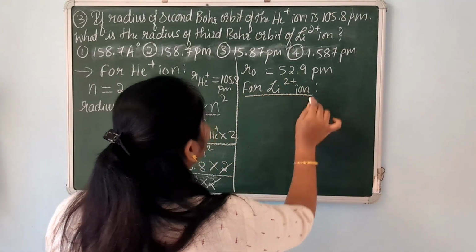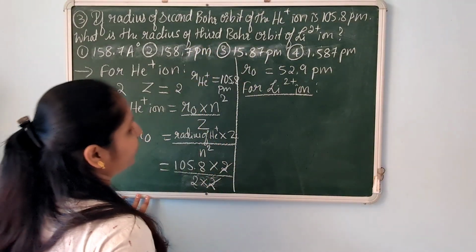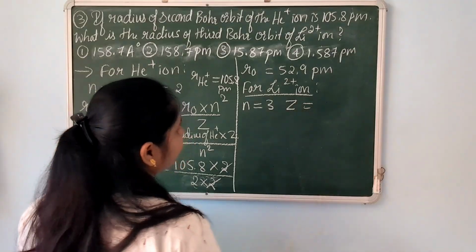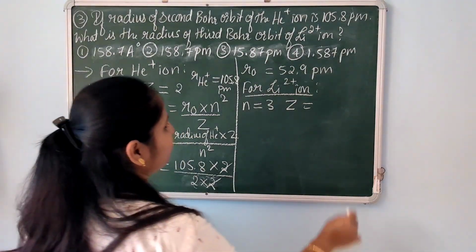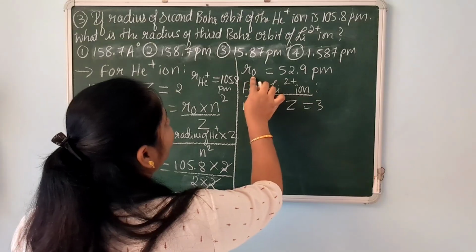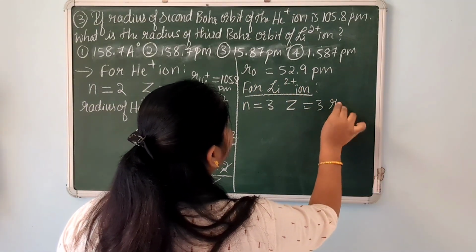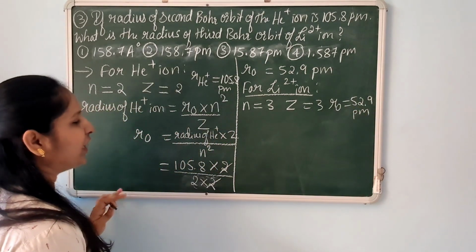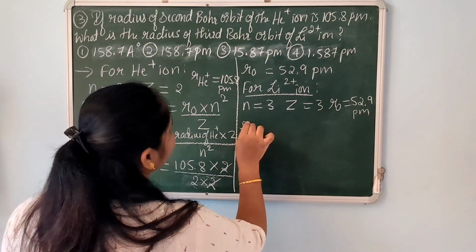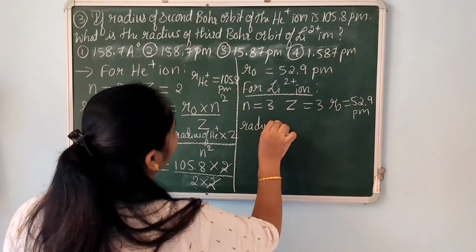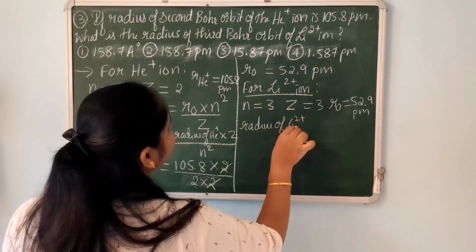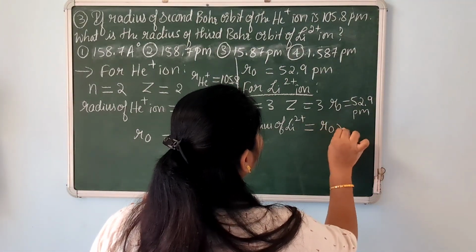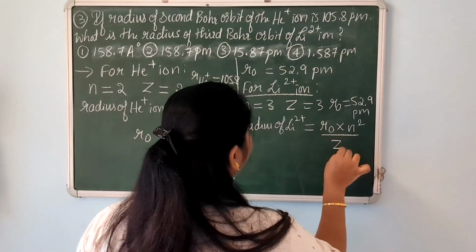For lithium 2 plus ion, what is given is the third orbit. So N is equal to 3. Z is equal to the atomic number of lithium, which is 3. And R0 we have calculated from the previous part, so R0 is 52.9 picometer. Then again we have the same formula, that is the radius of lithium 2 plus ion is equal to R0 into N square upon Z.